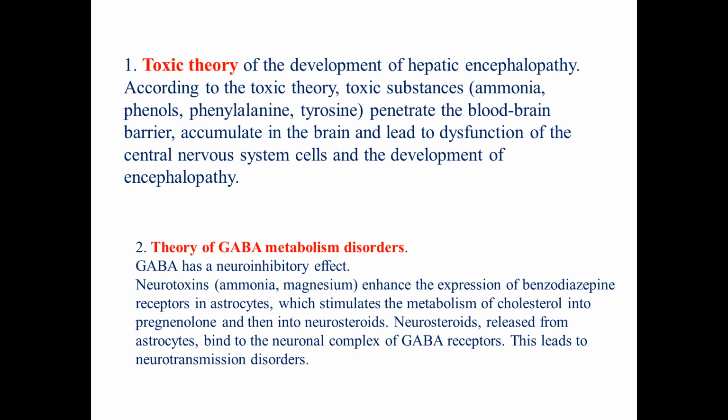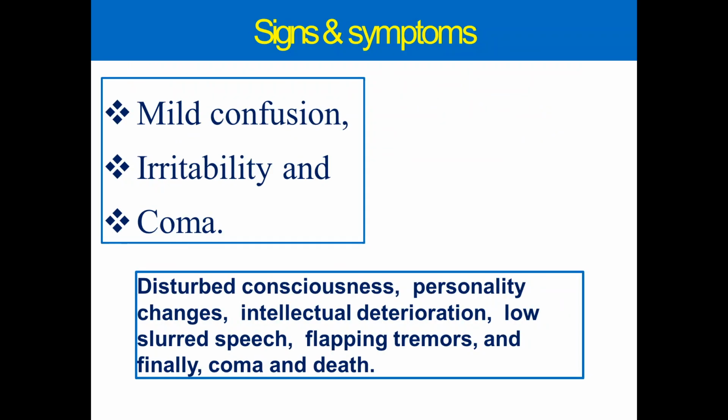Theory of GABA. GABA has a neuroinhibitory effect. Neurotransmitters or neurotoxins enhance the expression of benzodiazepine receptors in astrocytes, which stimulates the metabolism of cholesterol into neurosteroids. And neurosteroids bind to the complex of GABA receptors, and this leads to neurotransmission disorders.